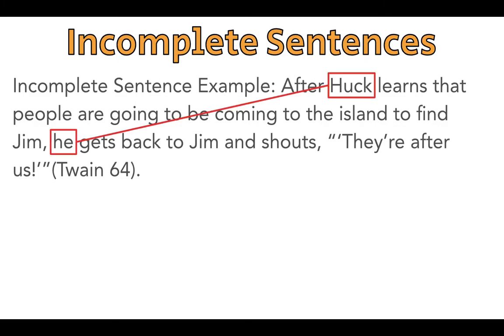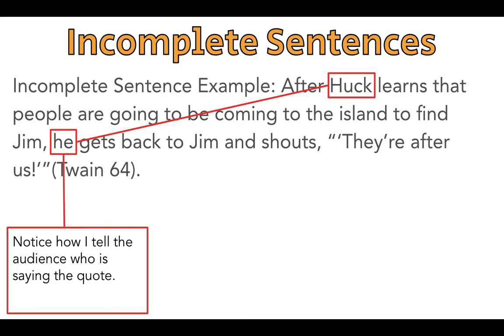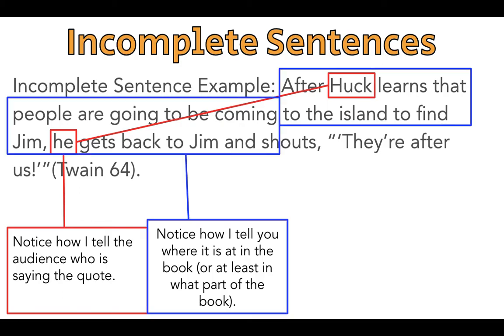Now, if you notice here, I do tell you who is saying the quote. I say Huck there, and he gets back to Jim and shouts. Make sure that if you're doing pronouns like this, you're being careful that we know who is talking, okay? If you also notice here, I tell you where it happens in the book. So it's after Huck learns that people are going to be coming to the island to find Jim. If you want to get more specific, you can say in the last 10 chapters, or in chapter 38, or during the climax of the book, or during the chase scene, or whatever it might be. You can do it that way as well.